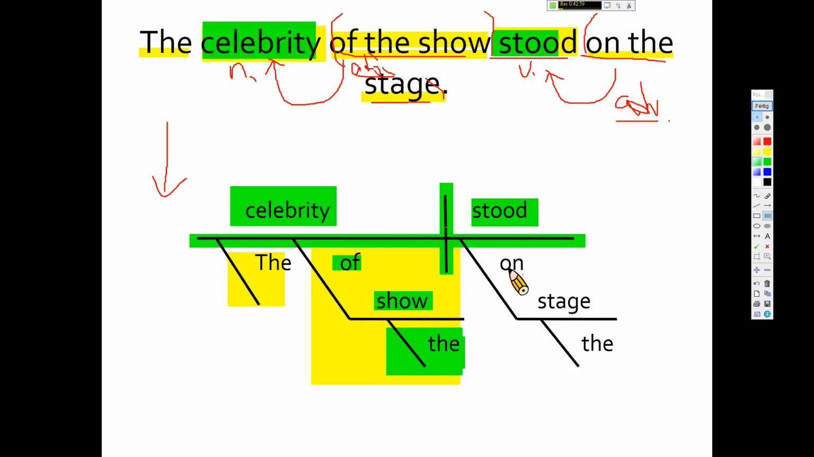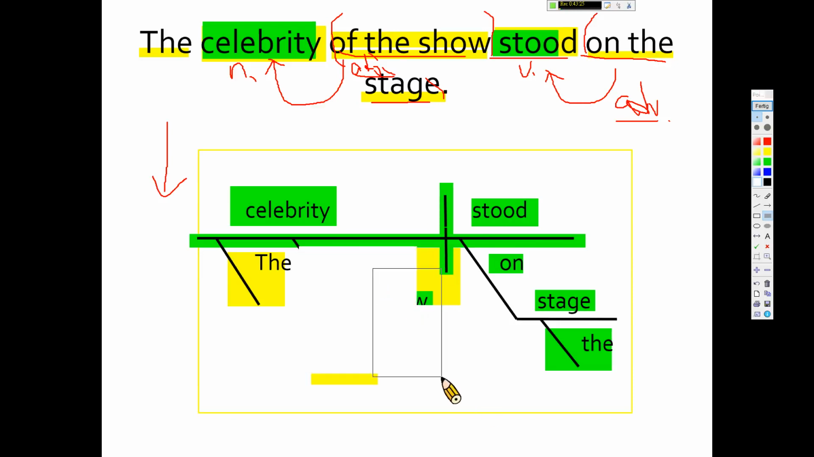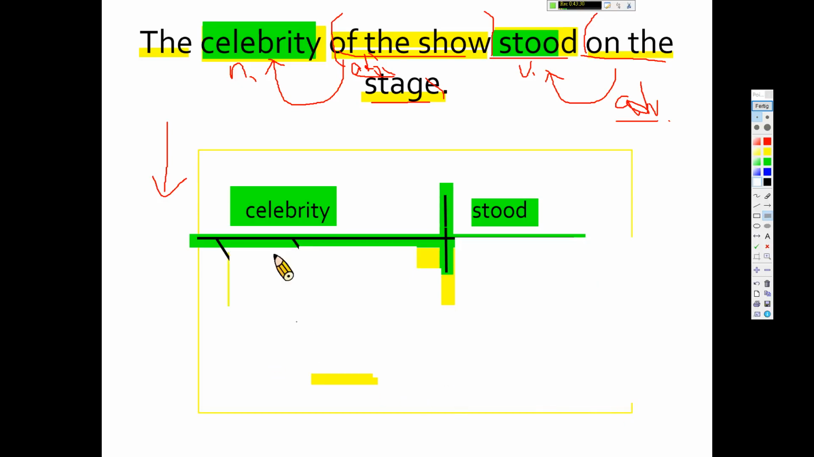For the same reason, we have "on stage," right? And "the" is also used to modify "stage." So this is the complete structure for this one. But again, as we can see from here, "the celebrity of the show stood on the stage." This altogether can be taken away because it is a modifier. And this can be taken away, it is a modifier. So basically the core component is "celebrity stood." That's it. No exception, right?